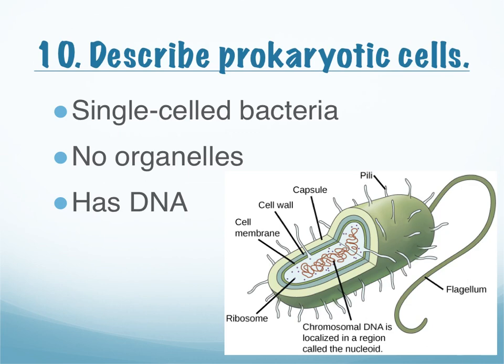Okay, so a prokaryotic cell is a single-celled bacteria. This would be an example of it. Now, the main characteristics of prokaryotic cells is they have no membrane-bound organelles, or specific structures within them that carry out specialized functions. They still have DNA, they still have a cell membrane, they still have cytoplasm, they still have ribosomes, but they don't have membrane-bound organelles.